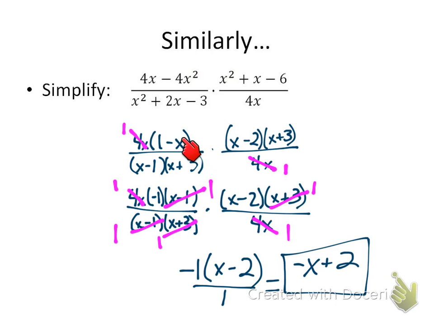So the main thing is, if I notice two parentheses that are extremely similar but their signs are switched, take out a negative 1, and then you'll see they can cancel.